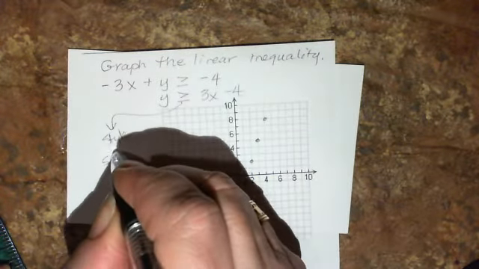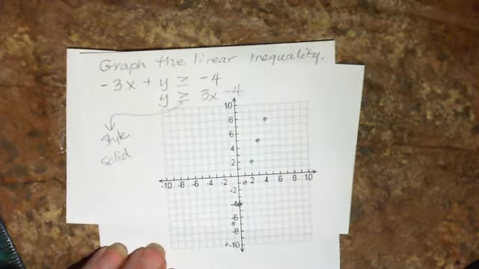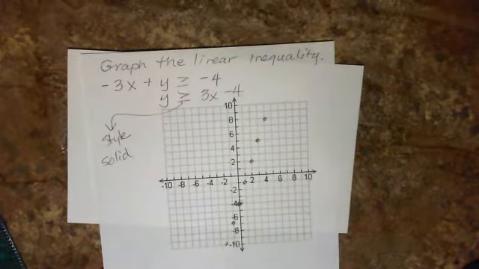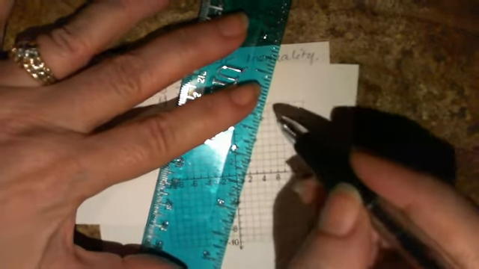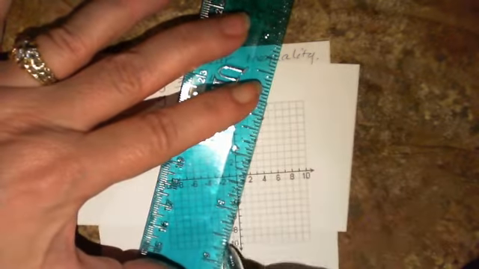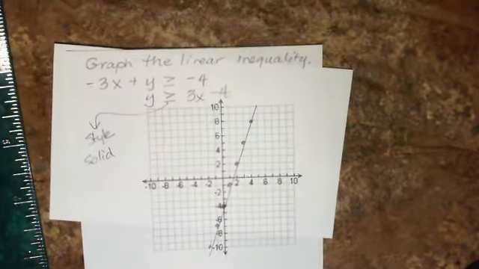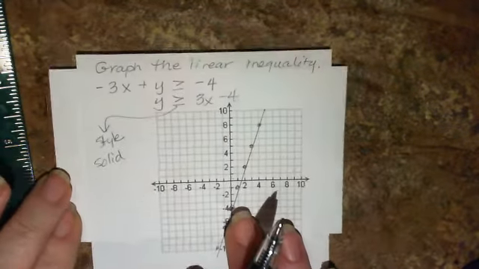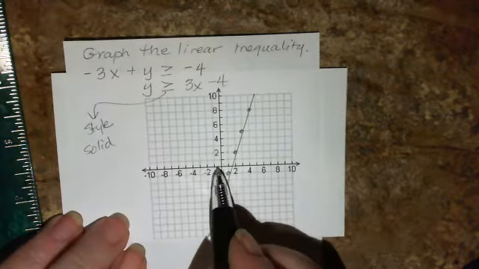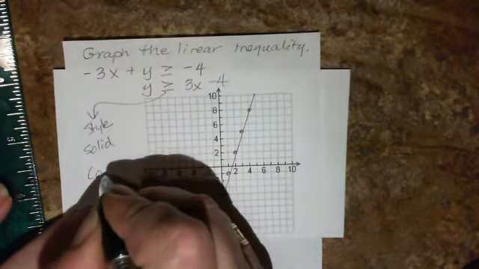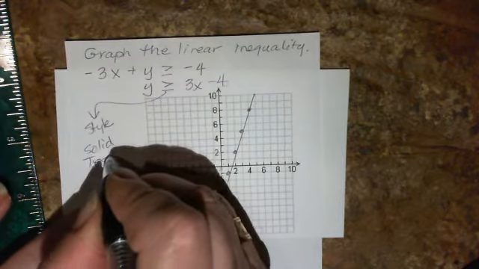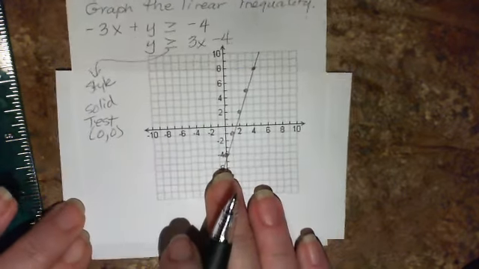Now, what about the style? For this inequality symbol, it's a solid line because it includes the "or equal to." So it's solid. And now we need to test for shading. So again, conveniently, (0, 0) is available for testing. So let's take (0, 0) to test for shading.